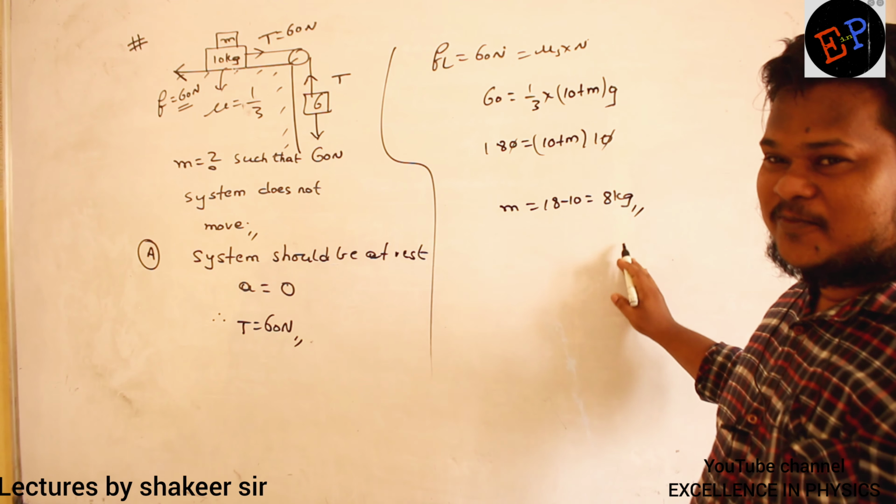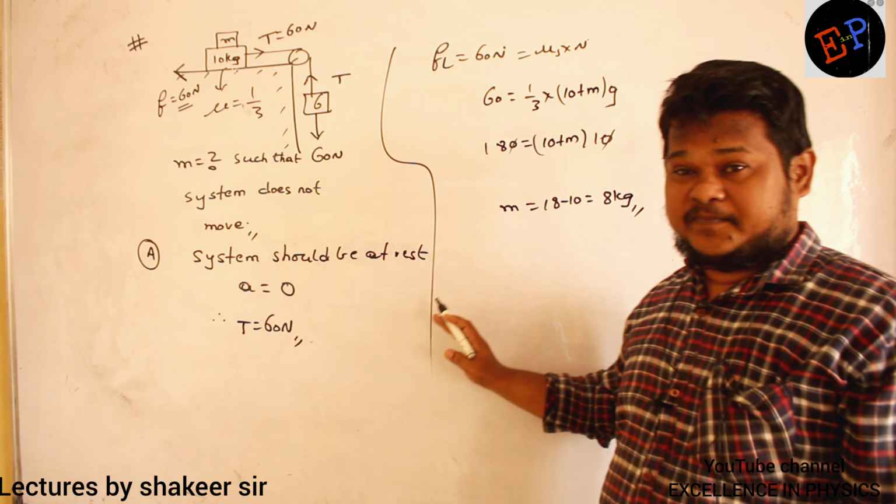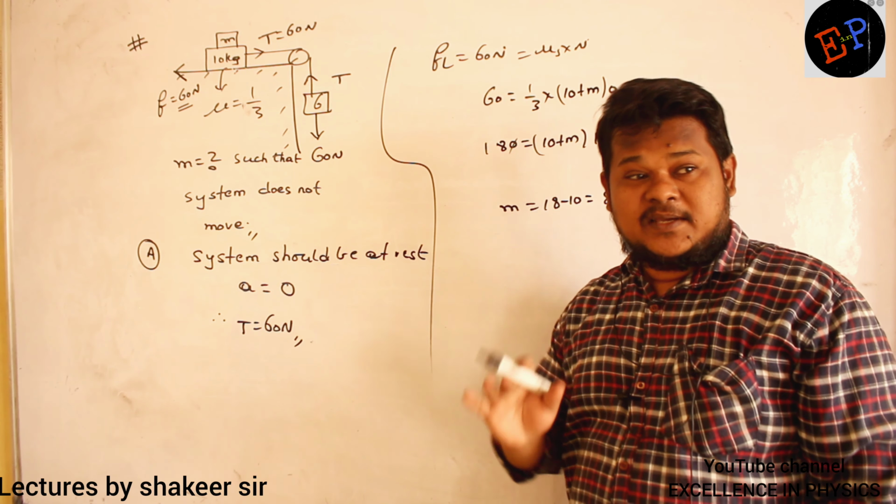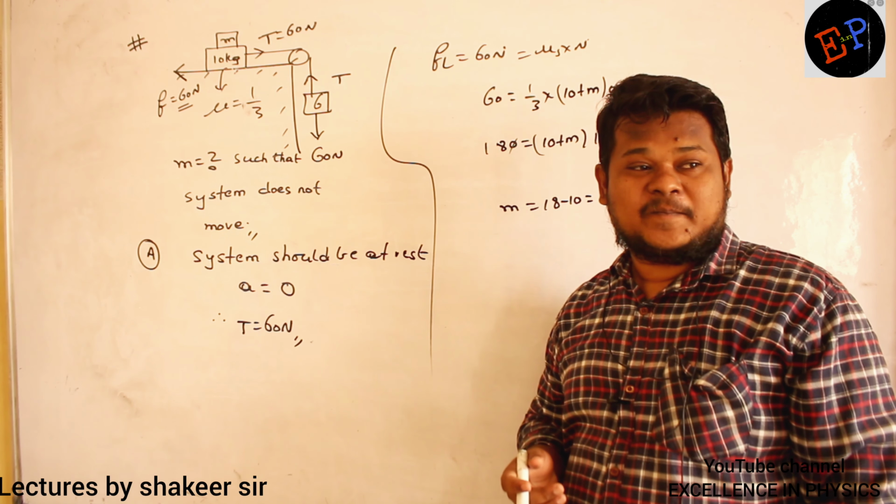Minimum, this is what kind of mass? Minimum mass. Minimum should be 8 kg. If I place 9 kg, what will happen?